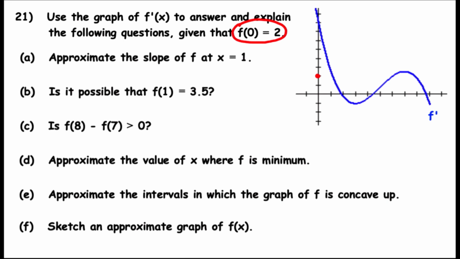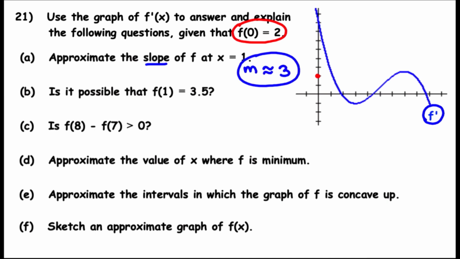Okay, well, slope is the derivative. And the derivative is graphed. So if you go to 1 and you go straight up, you're going to find yourself on the curve right there. And that matches up with 3 on the y-axis. So the slope is approximately 3. Okay, and that's it for part A.